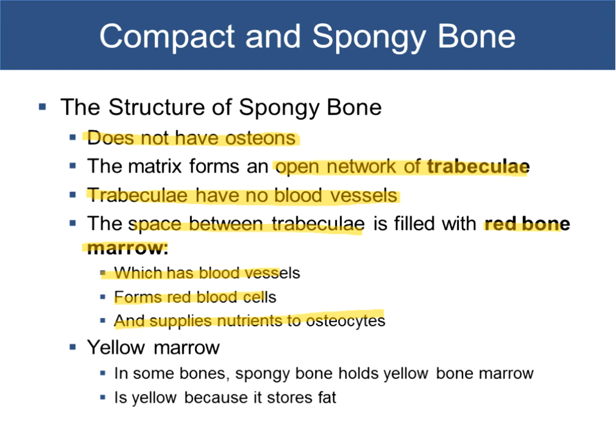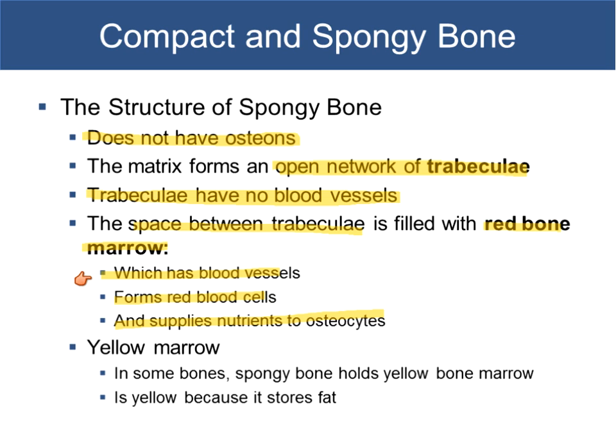The space in between that lattice work of the trabeculae is filled with red bone marrow. The job of red bone marrow is to form red blood cells, and we'll talk a lot more about this in A&P 2, how that whole process works. But big things to remember: the red bone marrow forms red blood cells. It also supplies nutrients to the osteocytes, so it's able to get glucose, sugar, proteins, whatever it may be that the osteocytes require, as well as oxygen. And that red bone marrow does have blood vessels. So there is still vascularization, there are still blood vessels that come into this area.